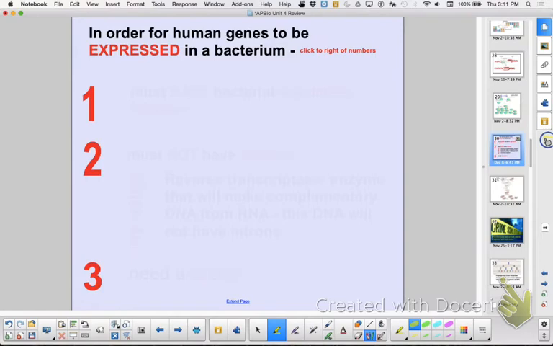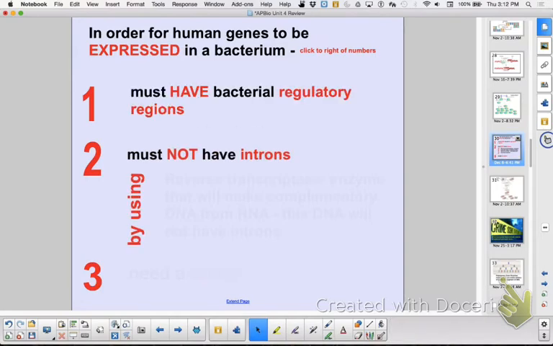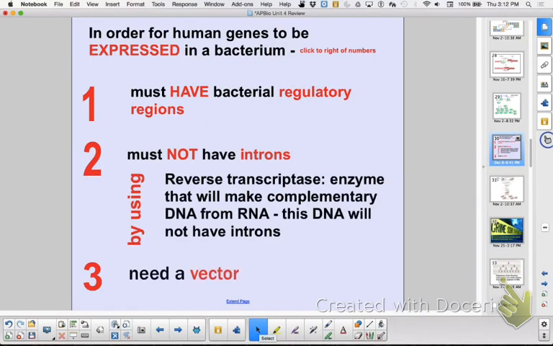Then this is the part I talked to you about expressing. Okay? You have to have regulatory genes that the bacteria can understand, like, you know, an operator, promoter, right? You've got to have that. You can't have any genetic junk in there, so the way to avoid that is to make cDNA from messenger RNA that we have. And then you need some vector to bring it into that cell. What are some good vectors? We talked about two. Plasmids and viruses. Good. Okay.